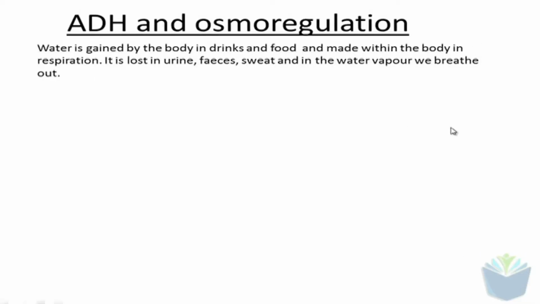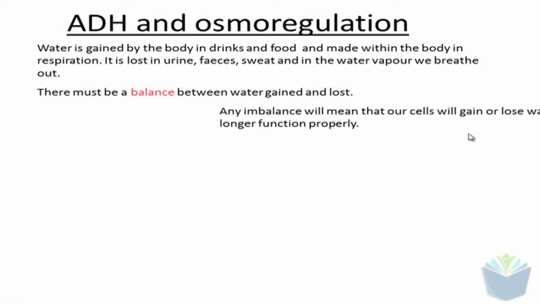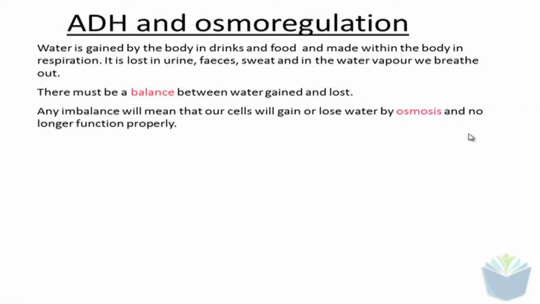Okay, so the first point is that we gain water through our food and our drink, and we also produce water during respiration. Water is also lost through urine, feces, sweat, and the water vapor which we breathe out as well. Now, there needs to be a balance between water gained and water lost. If there is an imbalance, then it might cause our cells to either gain or lose water through osmosis. Now remember that osmosis is the movement of water across a partially permeable membrane. So that's basically from an area where there's lots of water to an area where there's less water.